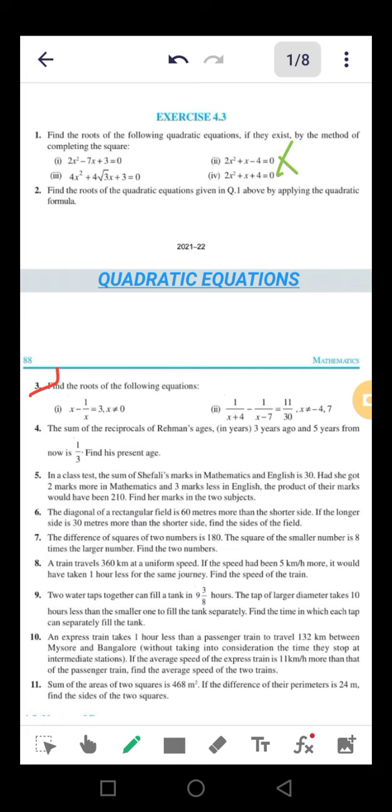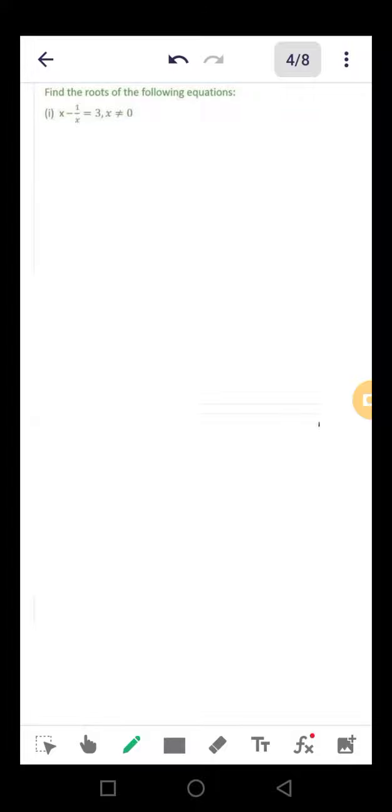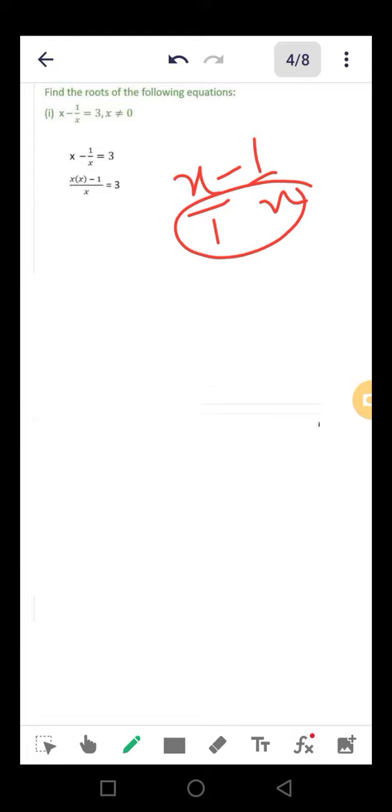It has 2 bits. Here these are algebraic expressions, so first we'll convert them into quadratic form. After converting into quadratic form, we can find the roots. First we need to convert them into quadratic equation form. x minus 1 by x is equal to 3. I can cross multiply it. For x minus 1 by x, the denominator will be 1, the LCM will be x. Cross multiplying it, x into x minus 1 into 1.